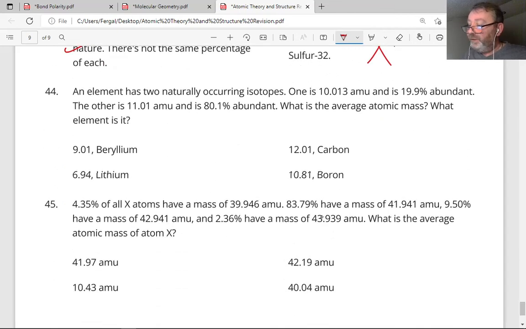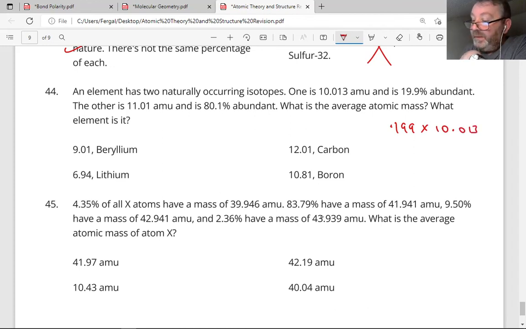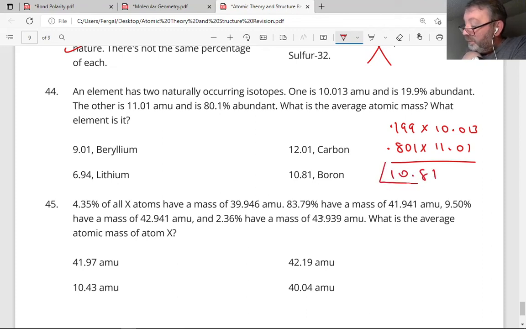An element has 2 naturally occurring isotopes. Okay, let me just see if I have these done, because I think I do. I don't want to be doing more calculations and wasting your time. I do. Great. Okay, so one is 10.013 AMU and is 19.9%. So you've got 0.199 multiplied by 10.013. Then you have 0.801 multiplied by 11.01. And when you multiply those and add them together, you get 10.81, which is boron. Okay.